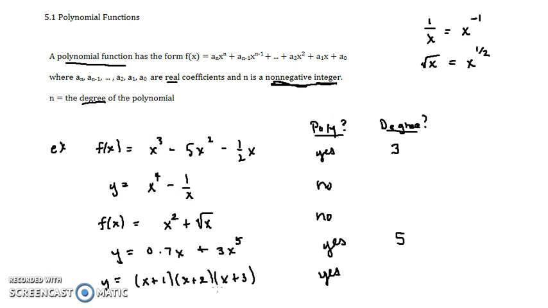Now, what is the degree? If we multiply this out, what would be the highest exponent I could get? It would be x times x times x. It would be x cubed. So you can either think of it as having 3 factors, or you can think of it as x times x times x. The highest thing that we could get out of this is x cubed, so the degree is 3. So we can actually answer this without having to multiply it all out, which is good.